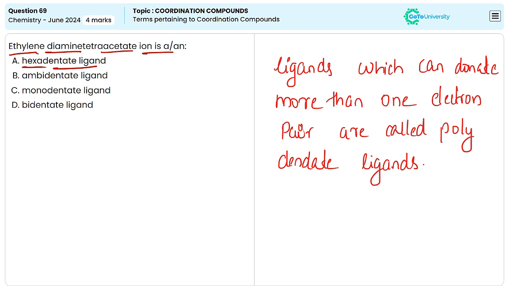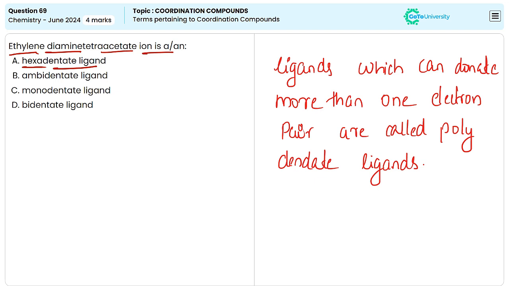Now, these polydentate ligands can again be classified into different types based on the number of electron pairs donated by them. If they are donating 2 electron pairs, we can call it a bidentate ligand. If they are donating 6 electron pairs, they are known as hexadentate ligands.